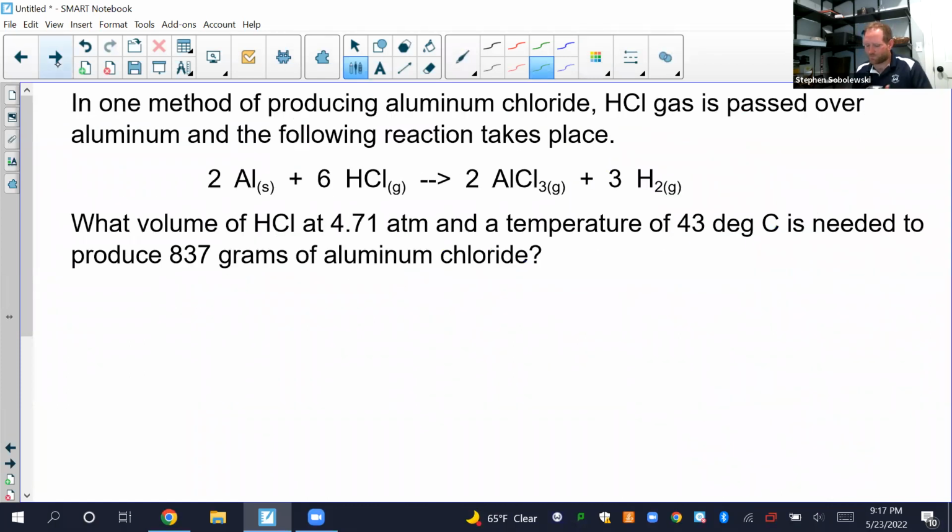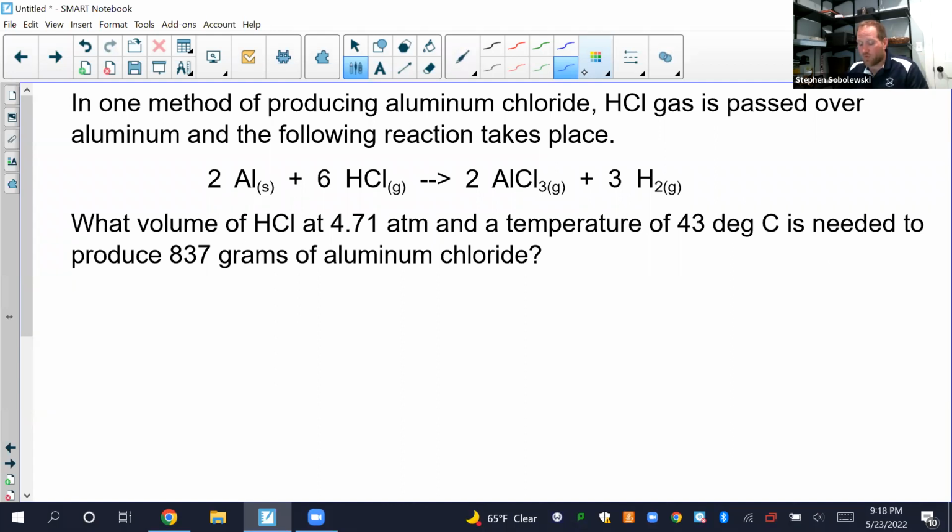Next one. In one method of producing aluminum chloride, HCl gas is passed over aluminum and the following reaction takes place. So it looks like we have another balanced equation there. What volume of HCl at 4.71 atm and a temperature of 43 degrees Celsius is needed to produce 837 grams of aluminum chloride? Classic, or not molarity-stoichiometry, gas stoichiometry.